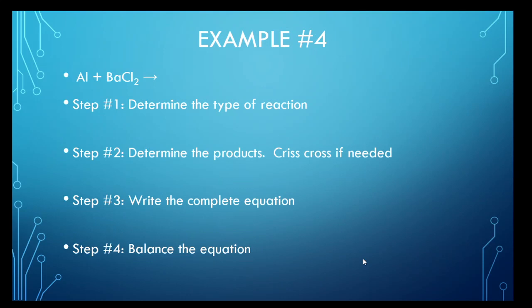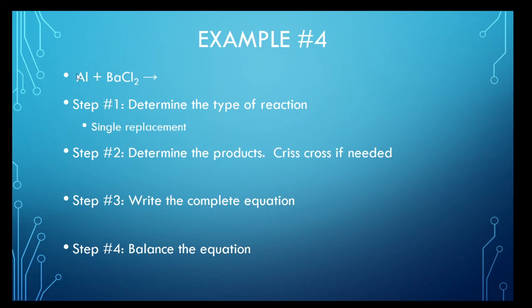All right, let's look at another example. So here we have aluminum plus barium chloride, and notice we have an element and a molecule. So we have one where we have a bond here, we have a molecule, and then we have a single element. So what type of reaction would that be? Well, I sure hope you said single replacement.